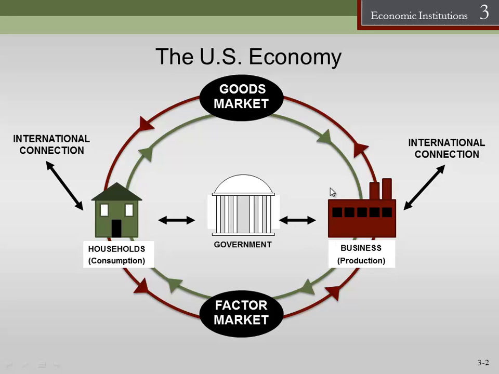Then we'd have to add in an extra layer of complication when we start talking about an international connection, because we know that the international story is actually the big story right now. Globalization, we can go to China, for example. China has cheaper labor than we do, so a lot of low-skilled labor has moved to China.